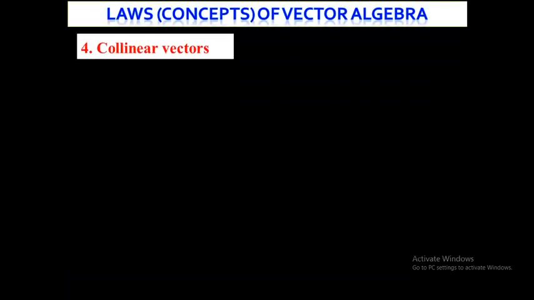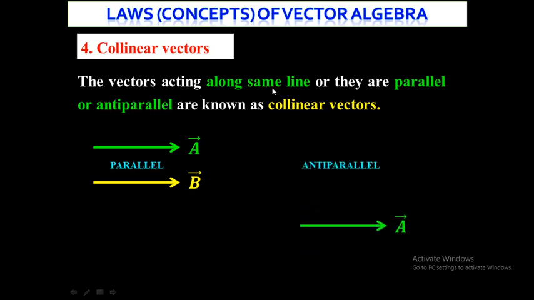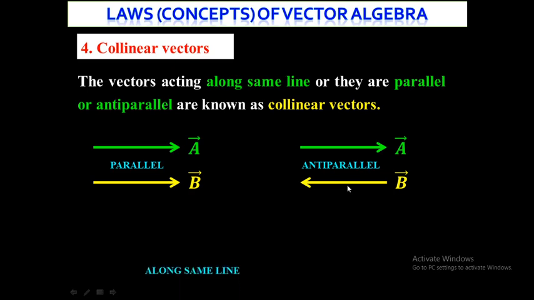Fourth, collinear vectors. The vectors acting along the same line, or the vectors which are parallel or anti-parallel, are nothing but collinear vectors. Suppose this A vector is parallel to the B vector, so they are called collinear vectors. Or suppose A vector is anti-parallel to this B vector, so A and B are also collinear vectors.